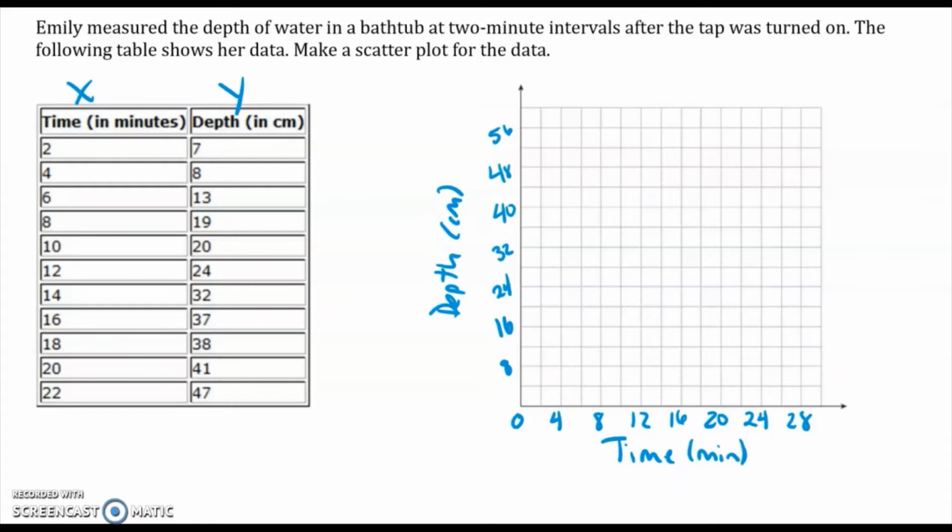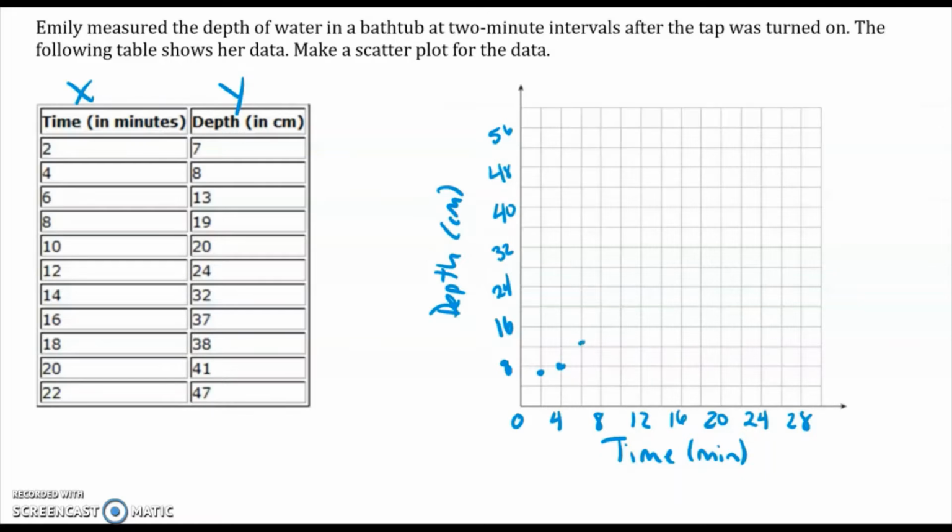So here we're just going to treat time as X, depth as Y, and just plot your points. So I'm going to go ahead and plot 2, 7, which is not going to be exact because I have to kind of guesstimate where 7 is going to be, and that's okay, right? We want to be as accurate as possible, and I might want to make that a little bit smaller to be closer to 8, which is 7. There we go, right? And then I'll have 4, 8, which is actually a good point for me to plot here. And then 6, 13.